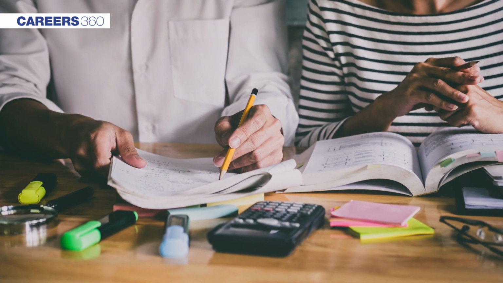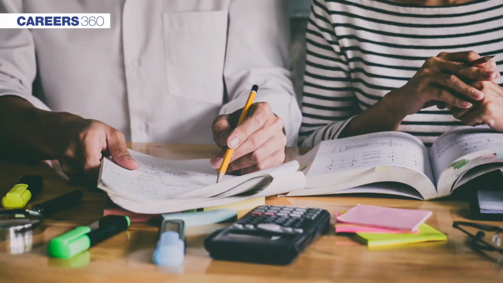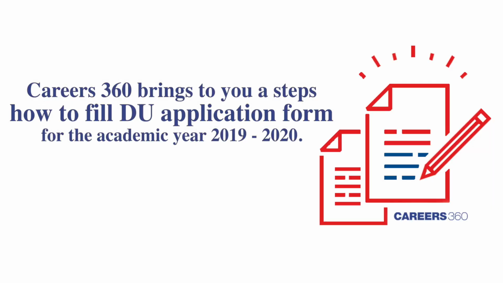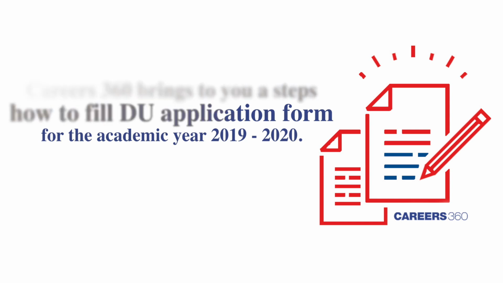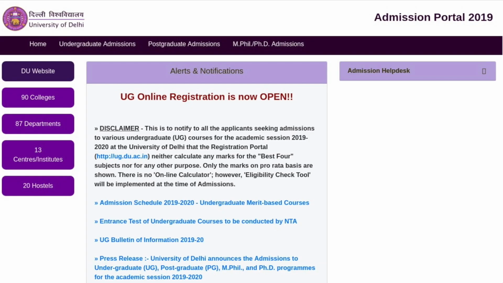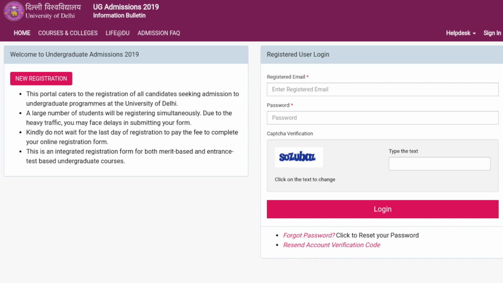In this video, we will make the candidates acquainted with the steps of how to fill the DU application form for the academic year 2019-2020. Visit the official website and click on UG registration is now open. A new tab will get opened. The candidates will be needed to click on new registration.